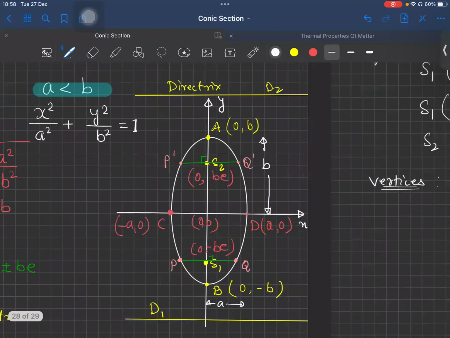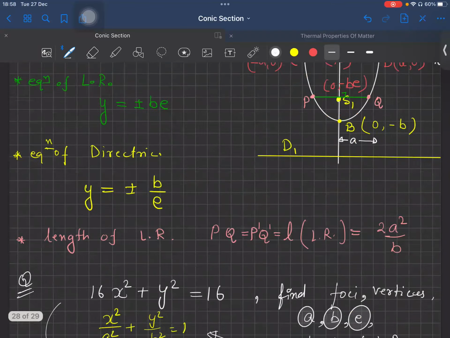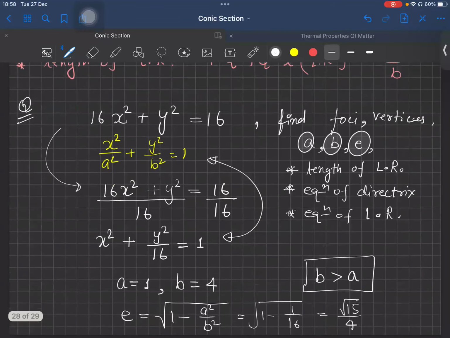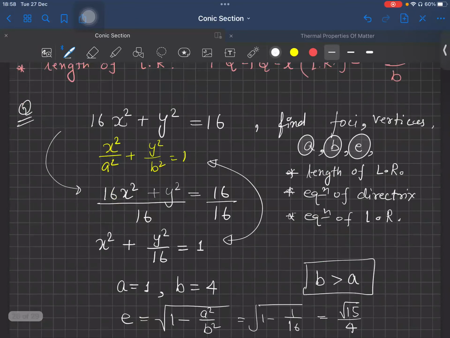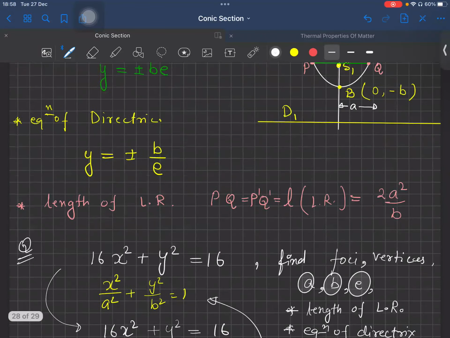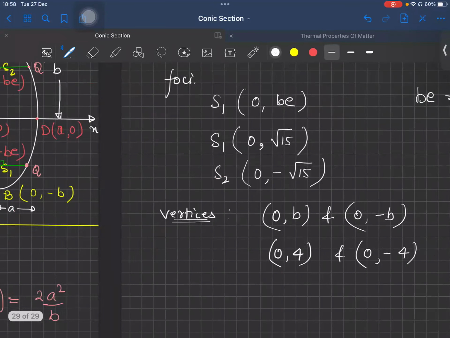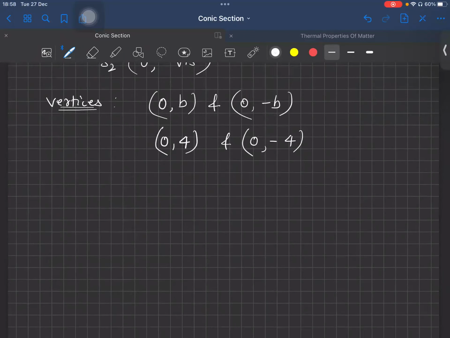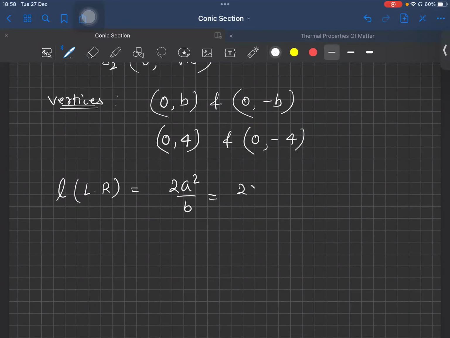What else do we need to find out? Length of latus rectum. How do we find it? It is 2a square upon b. So the length of latus rectum is equal to 2 times a square upon b. Now a value is 1, b value is how much? 4, right? So this is half unit. That is the length of latus rectum. Now the equation of directrix.